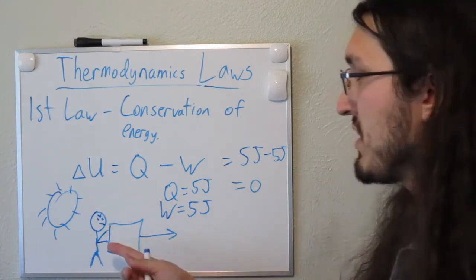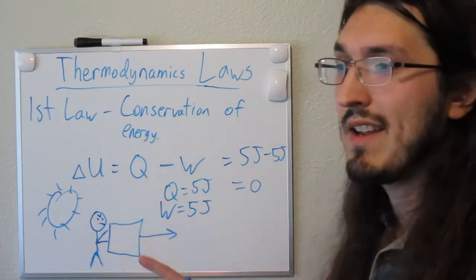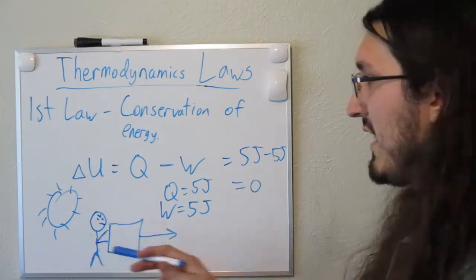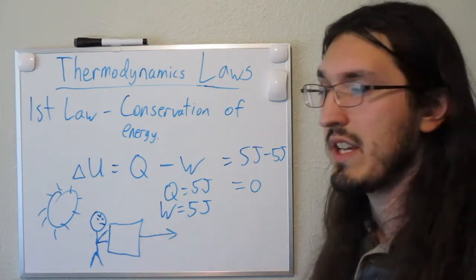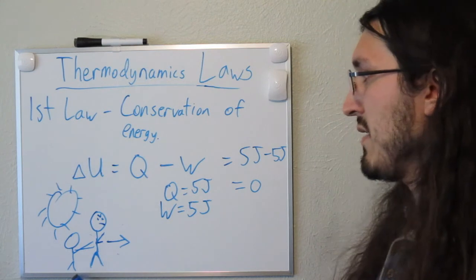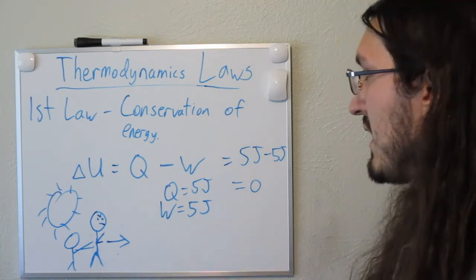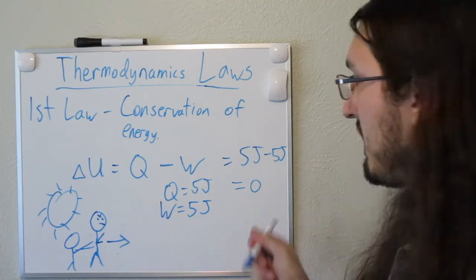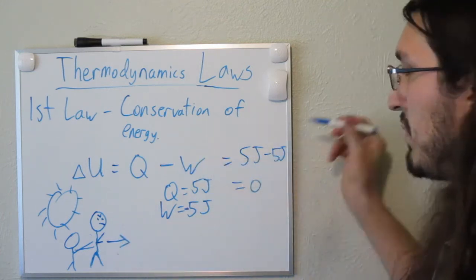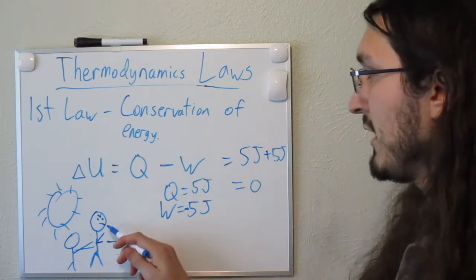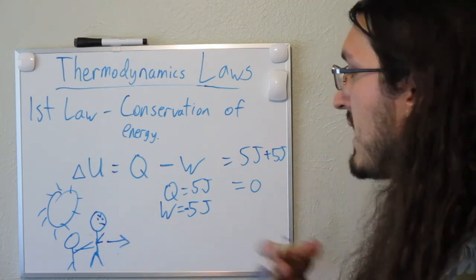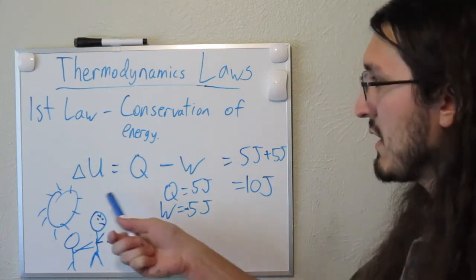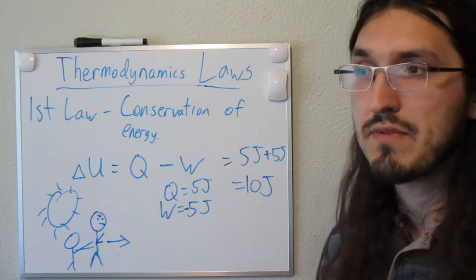If instead of him pushing a box, someone else was pushing him, then work would be done on the system, and I would have to make this negative. Like, if instead of him pushing a box, there was someone else pushing him from behind, and that other person pushes him with overall work of 5 joules, then work is being done on him, not by him. So this would be negative 5, and then minus a negative 5 would be plus. So then the total energy of that person would increase by 10 joules. But either way, energy is conserved in both those examples, and we use this equation to understand where the energy comes from and where it's going.